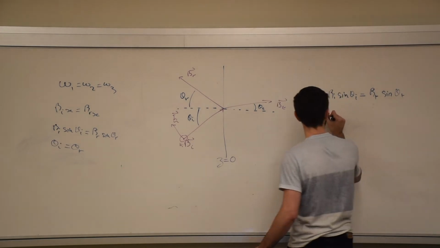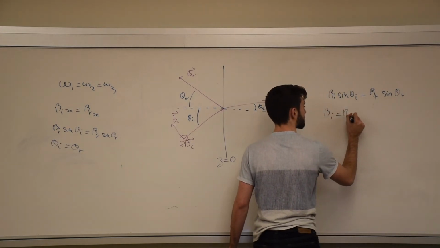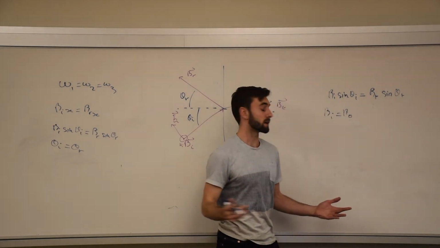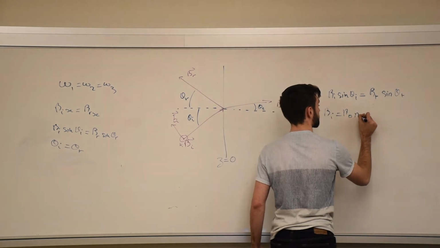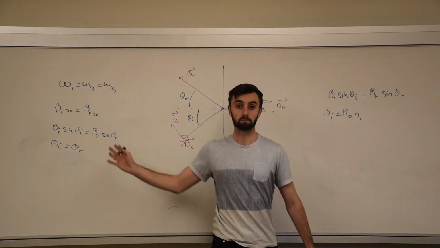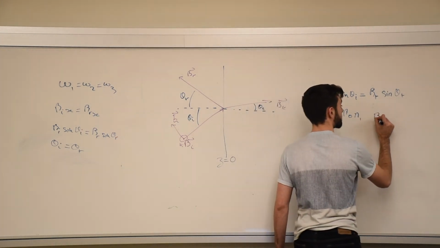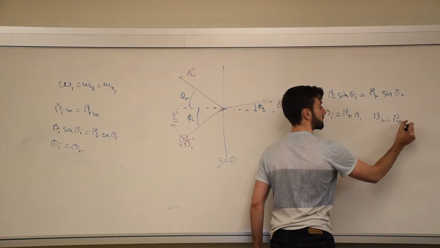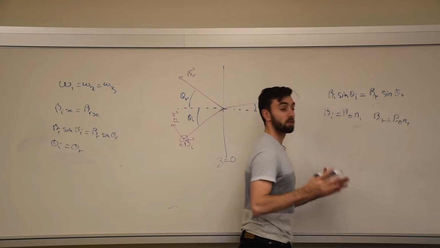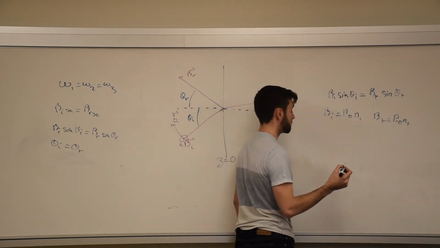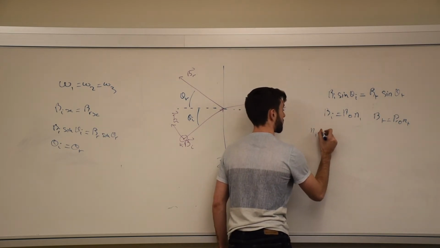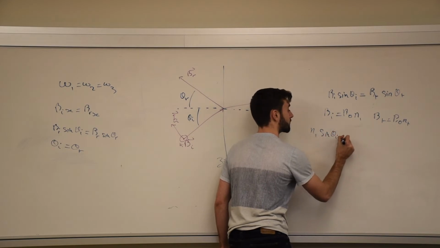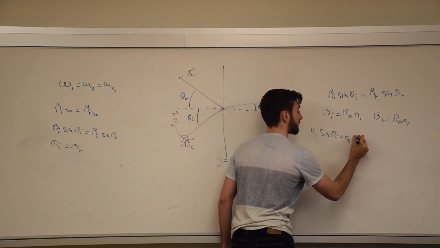Now, beta I can be written as beta naught, which is the wave vector in free space, times the refractive index of the medium. Beta T can also be derived the same way, equals beta naught n T. Therefore, we have Snell's law, which states n1 sine theta I equals n2 sine theta T.